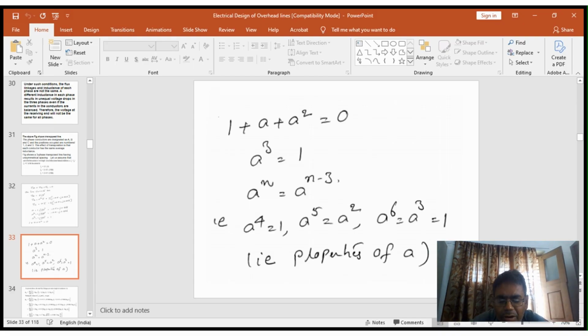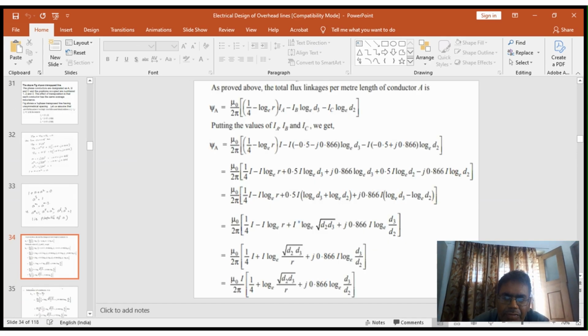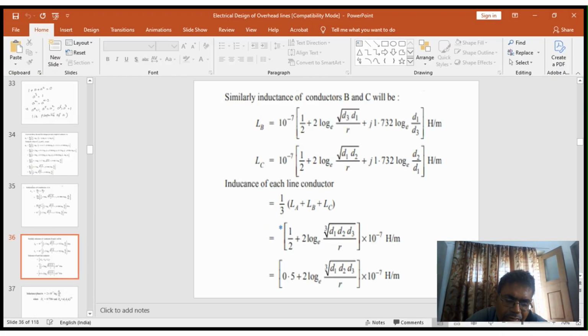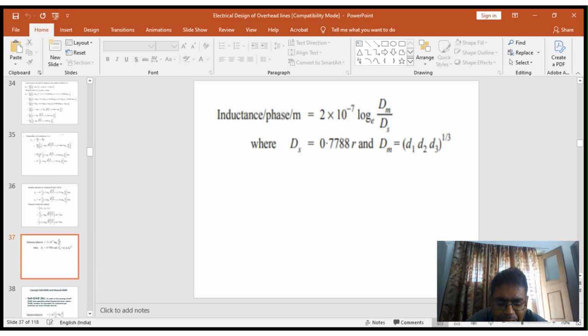These can be used when one phase is taken as reference and the remaining two phases are measured relative to the first phase. By taking all these values, Ia is equal to I, Ib is equal to I into minus 0.5 minus j 0.866, and Ic is equal to minus 0.5 plus j 0.866 into I. Then substitute in the formula and derive the expression. Finally we get La is equal to 2 into 10 power minus 7 ln of cube root of d1 d2 d3 divided by r dash. This is the formula for inductance of three phase unsymmetrical spacing.